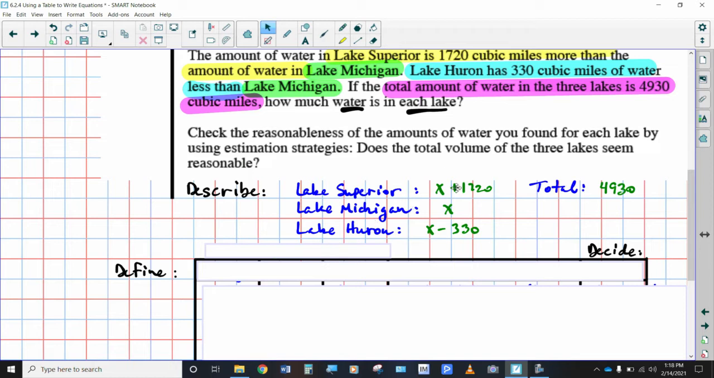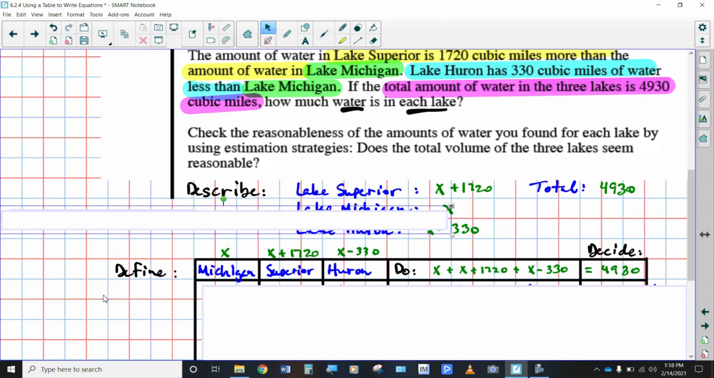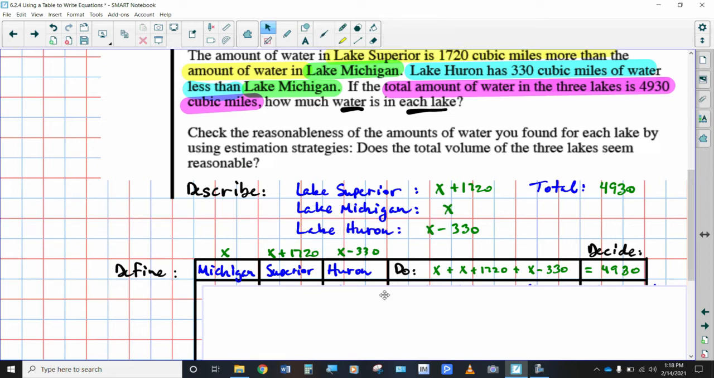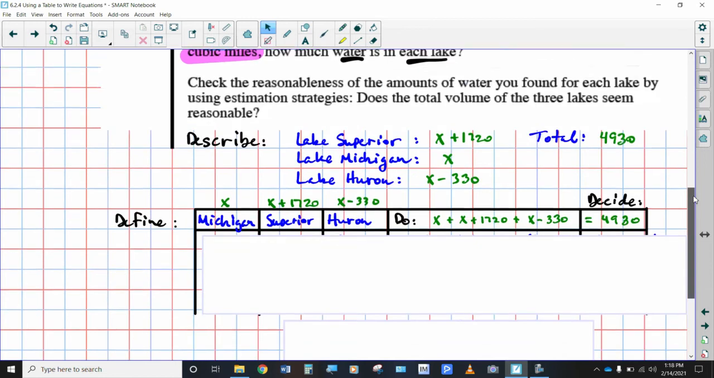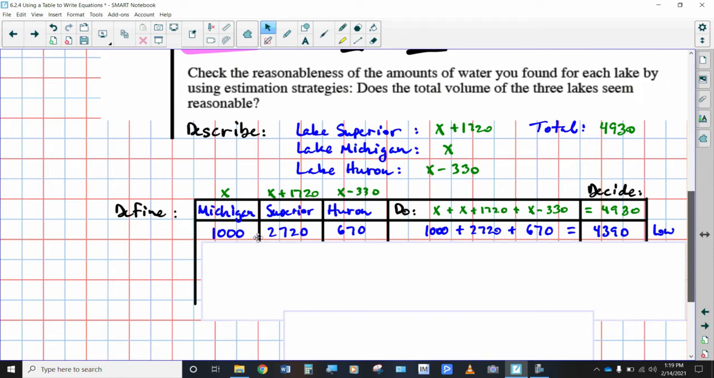So as we set up, these are our definitions, but we're going to put them here for our 3 lakes. Michigan is X, Superior is X plus 1720, and Huron is X minus 330. Now remember, we need to add up all of these, and the total is supposed to be 4,930. So when we make up our trial numbers, we are going to make one up for Lake Michigan and then adjust it for the other two lakes, add them all together, and see what the total is. So I started out with the number 1,000.